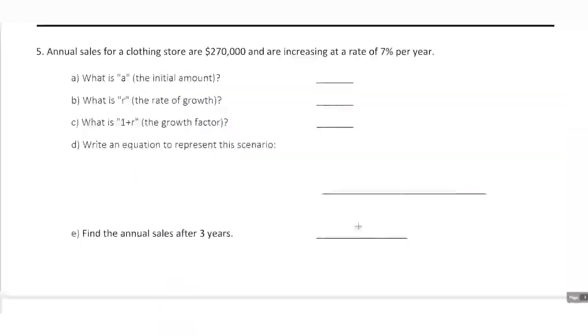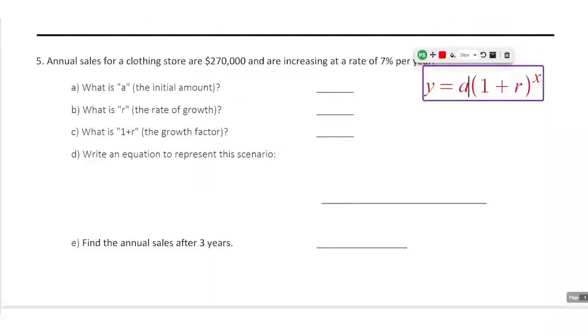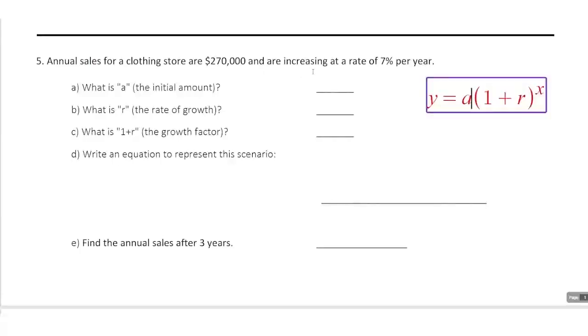Number 5 says annual sales for a clothing store are $270,000 and are increasing at a rate of 7% per year. So we're still going to use this a times b to the x template, but for exponential growth, we're going to rewrite this b as 1 plus the rate. It's going to help us figure out what that b value is. In this case, this is really going to break it down for us. It says first, what is a? And a in this case is the $270,000.